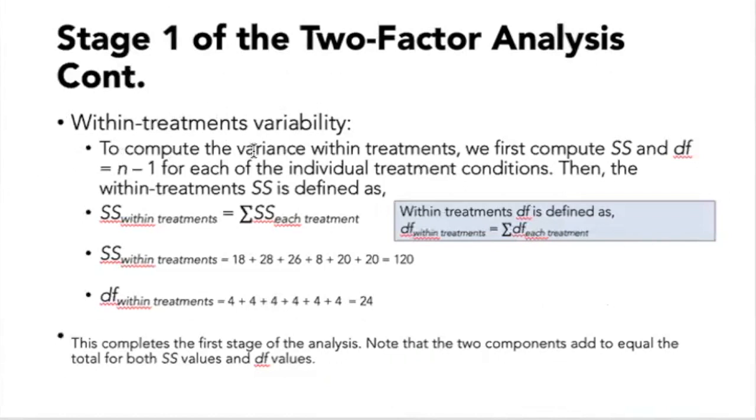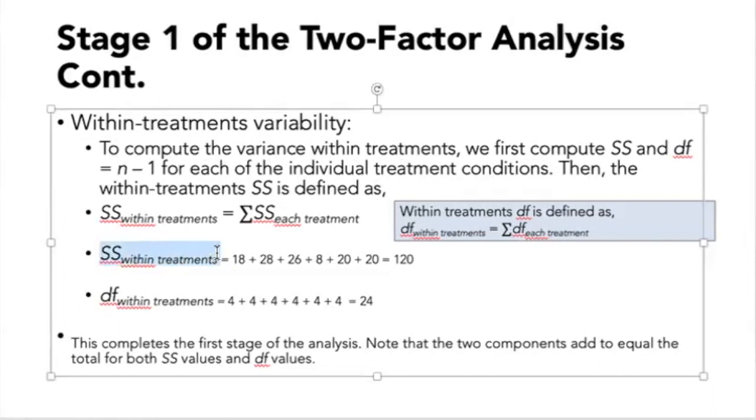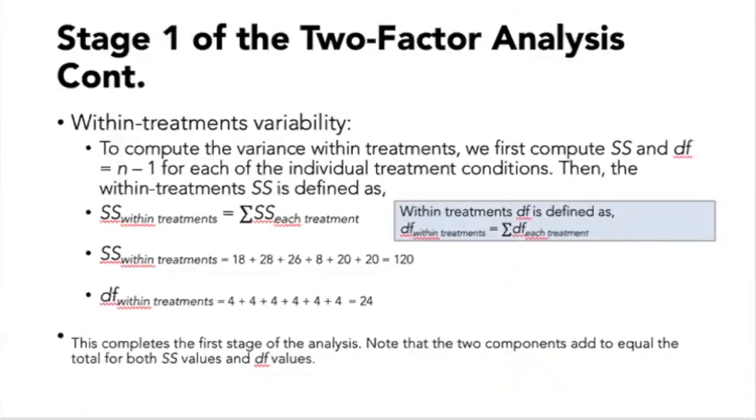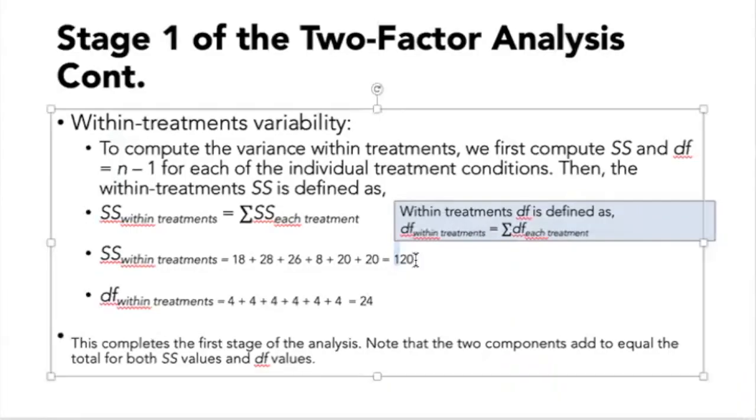And then we can find the within treatment variability as well. To compute the variance within treatments, we first compute the sum of squares and degrees of freedom equals n minus 1 for each of the individual treatment conditions. Then the within treatment SS is defined as sigma SS each treatment. Now let's go through the SS here. These are the sums of squares: 18, 28, 26, 8, 20, and 20. That value adds up to 120.